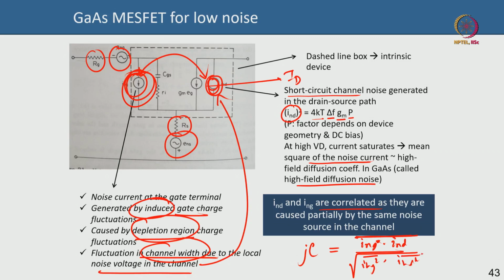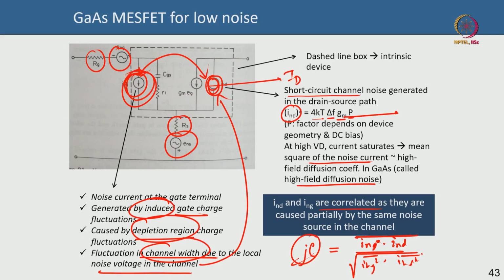This correlation coefficient basically tells you to what extent these two noises are correlated, and it is imaginary because the gate couples capacitively to the channel, and whenever there is a capacitive coupling, it is imaginary, of course. So there is a capacitive coupling of the gate noise with the drain, and so the correlation coefficient is imaginary, but this is just one part of the story, by the way.